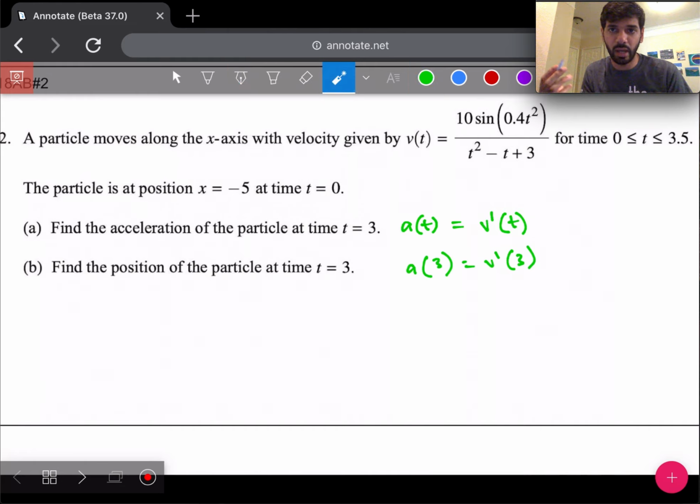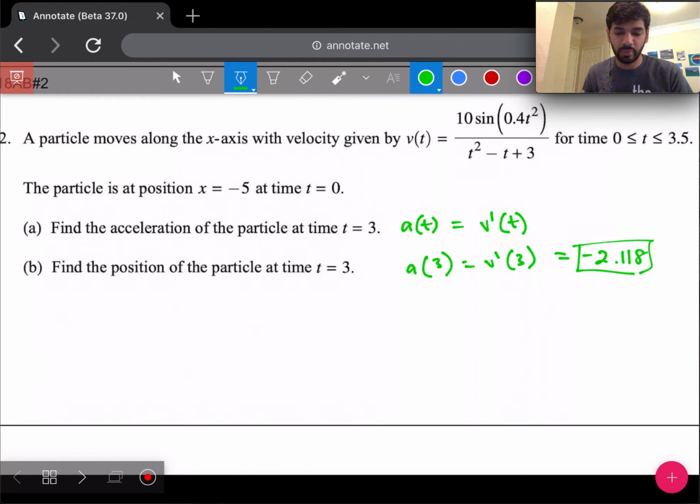So you do math 8, plug in this function here, and then where it says x equals, you would put the 3. You can use x instead of t in your calculator. When you do that, you end up getting a decimal for your answer. Let me pull it up real quick. The answer you end up getting here for the acceleration is negative 2.118. Okay, so that's part A.